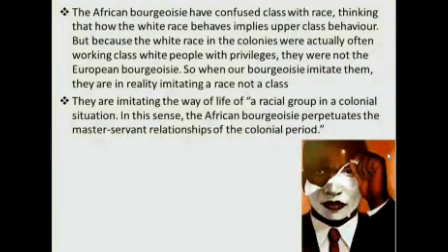Moving on, we have the African bourgeoisie, who serve the interest of the colonialist system. They have confused class with race, thinking that how the white race behaves implies upper class behavior. But the white race in the colonies were actually often working class white people with privileges, not the European bourgeoisie. So when our bourgeoisie imitate them, they're in reality imitating a race, not a class. They are imitating the way of life of a racial group in a colonial situation. In this sense, the African bourgeoisie perpetuates the master-servant relationships of the colonial period.